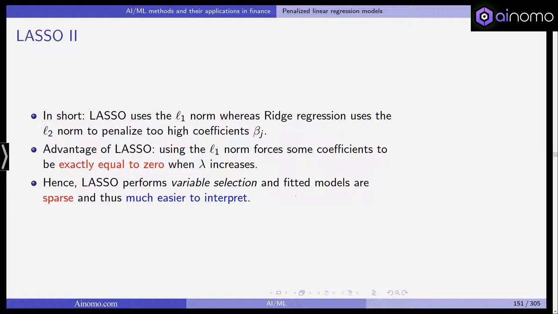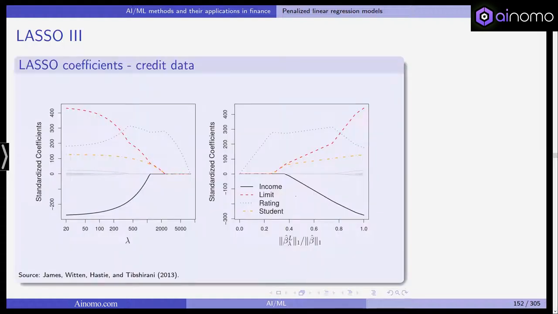Now the advantage of Lasso is that by using the L1 norm, this forces some coefficients to be exactly equal to 0. So these predictors will not pop up in our final selection, in our final model fit. Hence, Lasso performs a variable selection, and fitted models are sparse. They do not include all predictors, and this makes interpretation of the final result much easier in contrast to ridge regression. And this is what it looks like for the credit data.